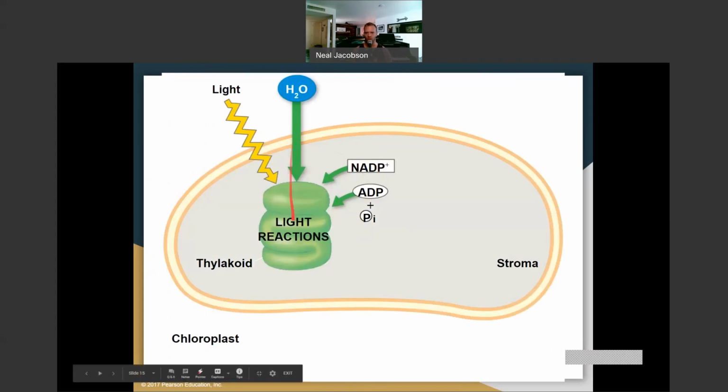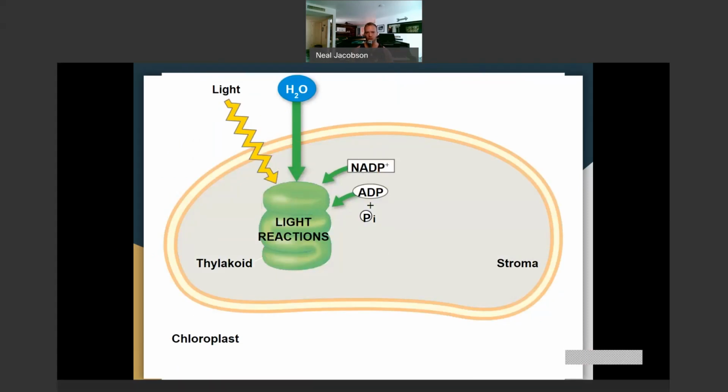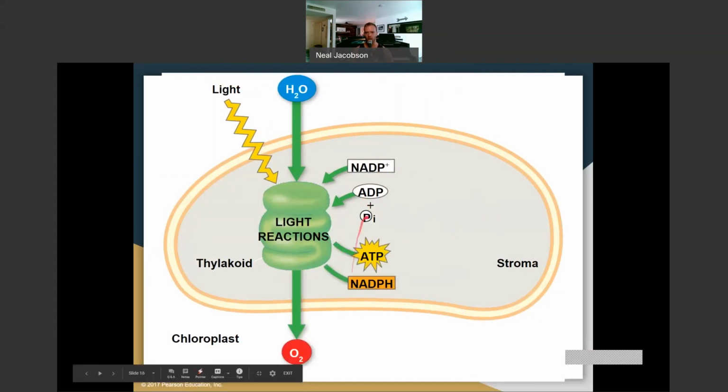Water comes into the system, into the light reactions, into the thylakoid. Its electrons are charged up by sunlight. Those electrons are transferred to NADP, and ADP and inorganic phosphate, which makes ATP as a byproduct and NADPH. So these cellular batteries are capturing the electrons from water that have been charged up by the sunlight.